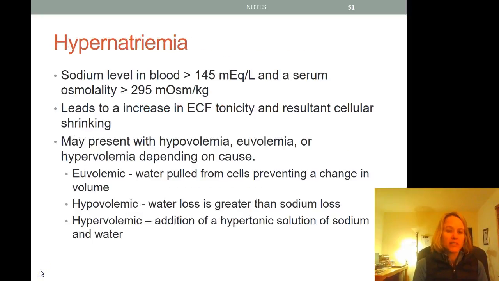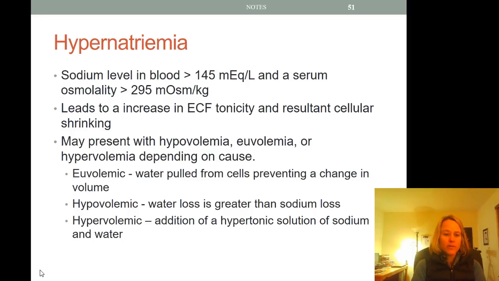Hypernatremia is when we have a serum sodium level of greater than 145 milliequivalents per liter with a serum osmolality of greater than 295 milliosmoles per kilogram. Now, this increase in osmolality will lead to an increase in the extracellular fluid tonicity, and that will cause water to be pulled out of the cells by osmosis, leading to cellular shrinking. Hypernatremia may be present with hypovolemia, euvolemia, or hypervolemia, depending on cause.